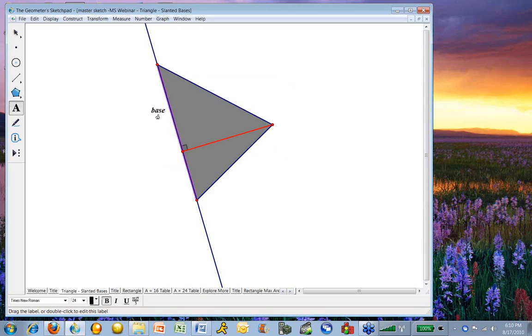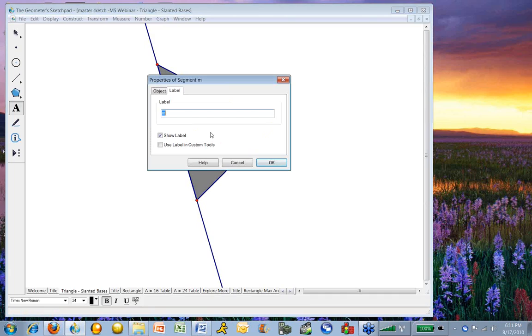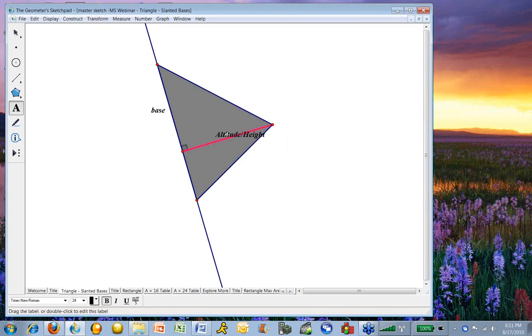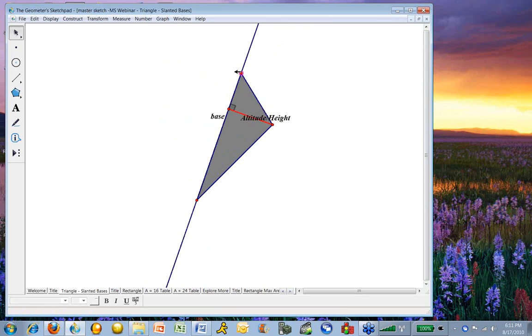And all I did is I labeled this line, this base, and then double-clicked, and I can change labels to anything I want. So I'll do the same thing here. I clicked it to give it its label, and then I double-clicked, and I'm now going to call this my altitude, or height, whatever we want to. So now these labels will follow my shape as I dynamically change it.